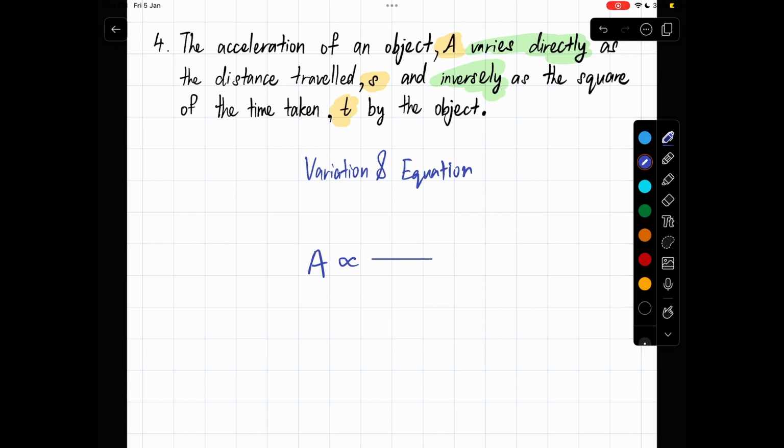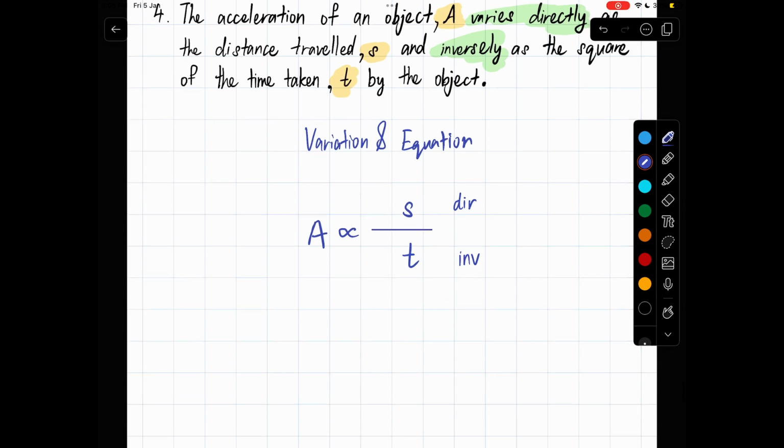I'm not sure what it is called, but I think it's called the fraction symbol. And then the top part will be the terms that vary directly, and the bottom one will be for the inverse relationship. So directly we have s, and inversely we have t. That's about it. A is directly proportional to s over t. It's as simple as that. This will be the variation form.